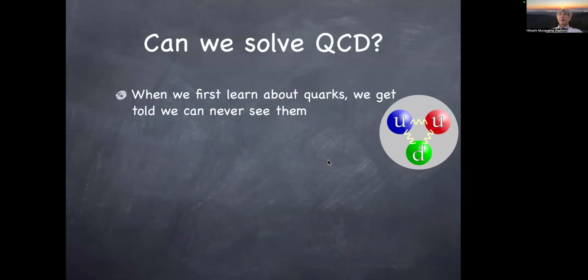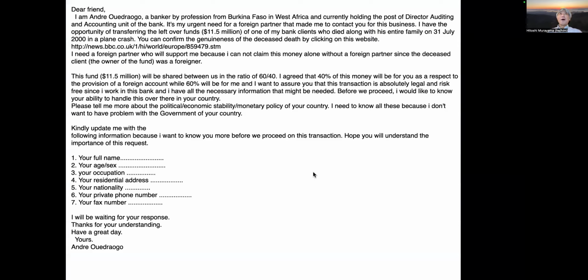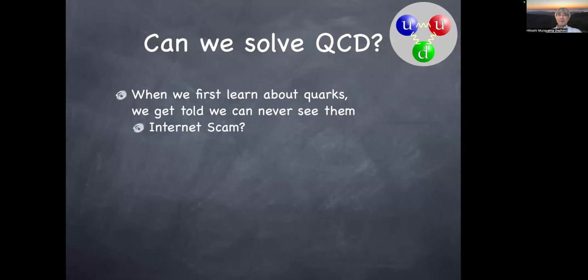When we first learn about quarks, we get told that we can actually never see them. I already mentioned that it sounds like an internet scam of some sort. I just happen to still have some of the internet scams in my inbox. So here's one of them. If I send them my information, they promise to send me money. Of course, they would never do. So that is how it felt when I first heard about it.